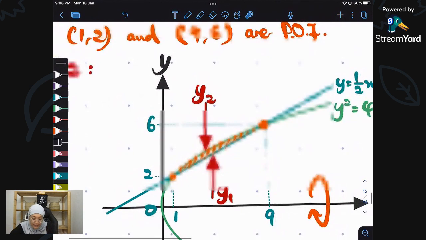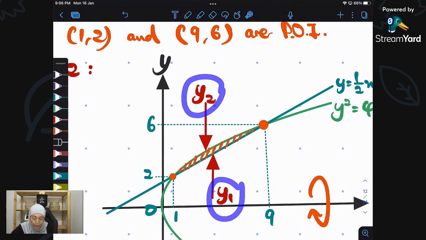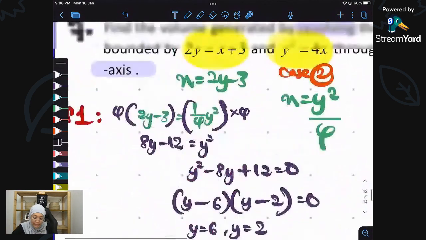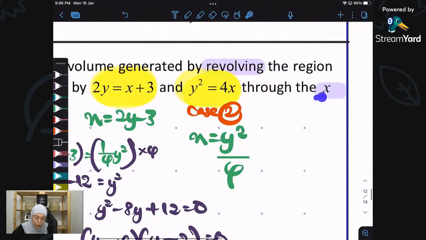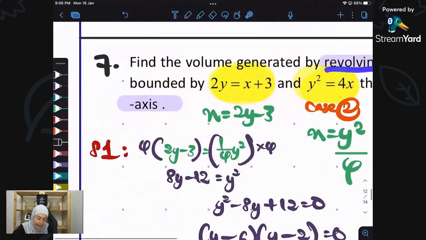We just need to know which is the upper curve and which is the lower curve, and which one should subtract which. Is it y2 minus y1 or y1 minus y2? This is the question everyone must truly understand. Before I go deeper, I need to highlight this: it is revolving. It is bounded by the x-axis.